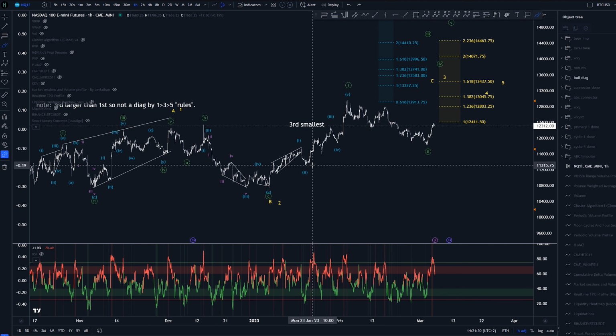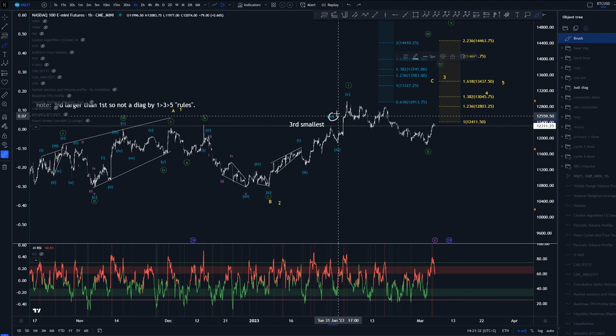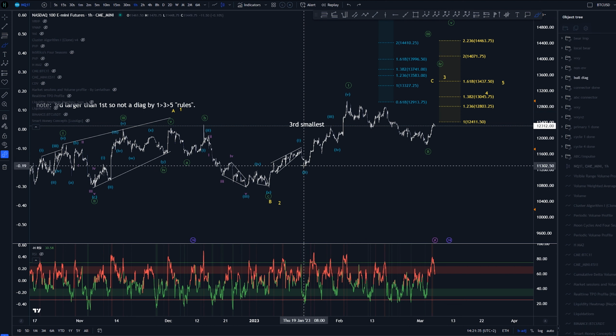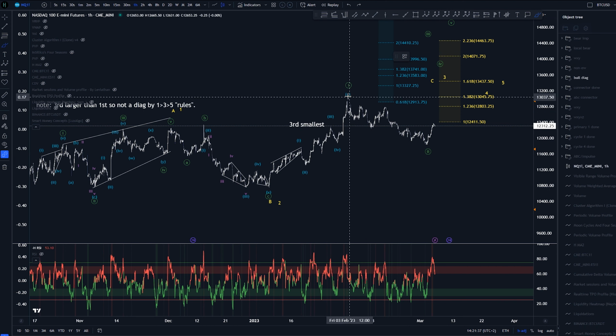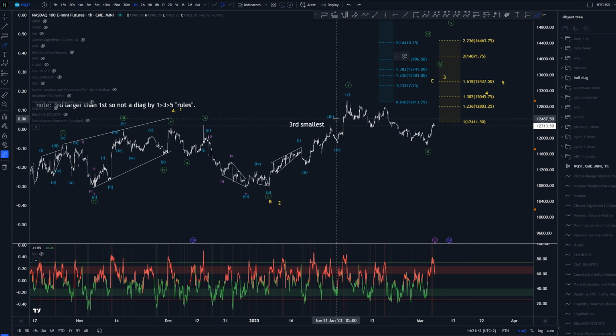However, now comes the biggest issue that we have. This third wave is actually the smallest. And if we are looking for other pivots here, I just can't find them. I just can't get this working at all as an impulse.